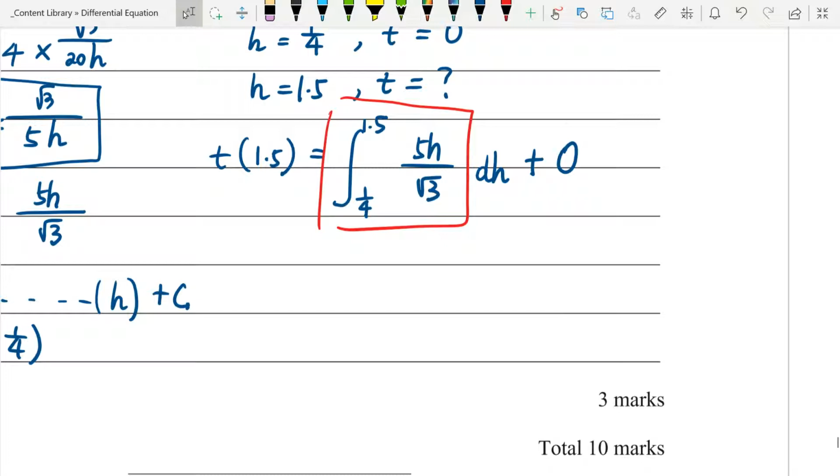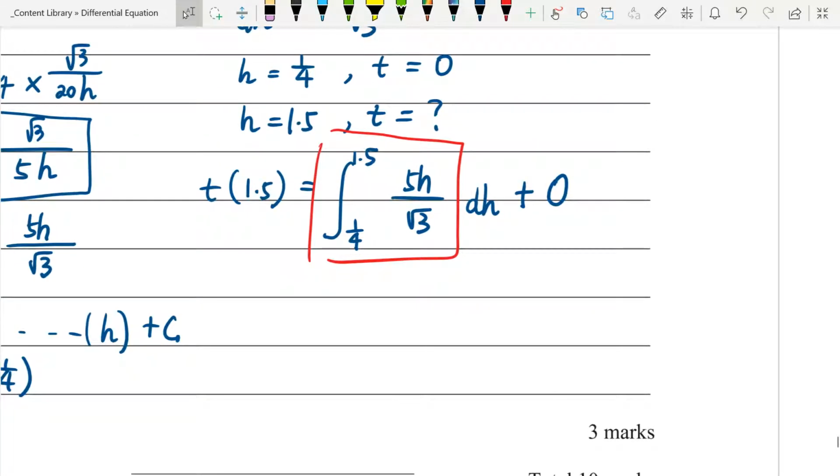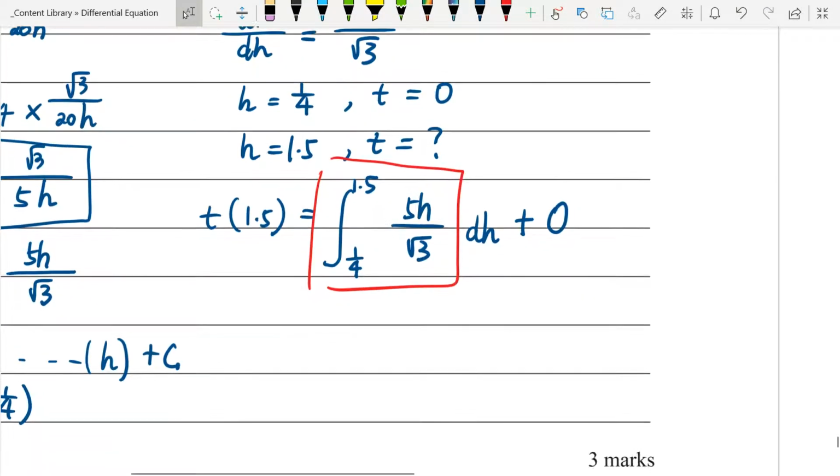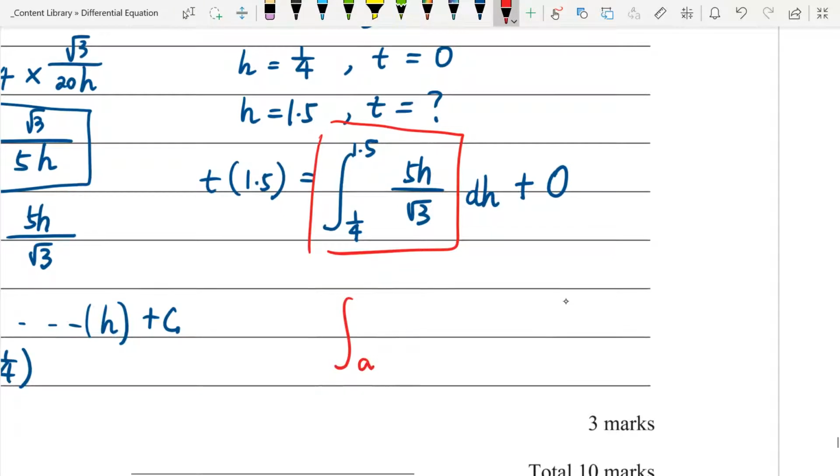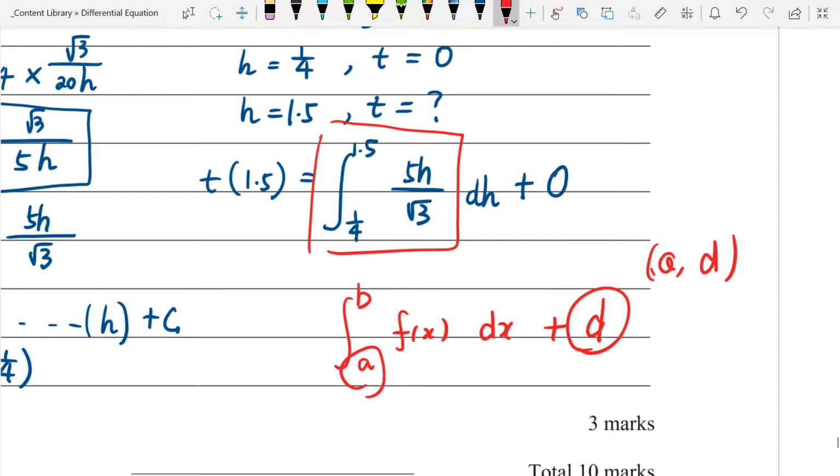Okay, do we get that? Any questions? Do you remember the formula? I need to have the integral from a to b of f(x) dx and then plus the d. AD is the pair, and in this case the y value is 0. So we plus a 0 there.